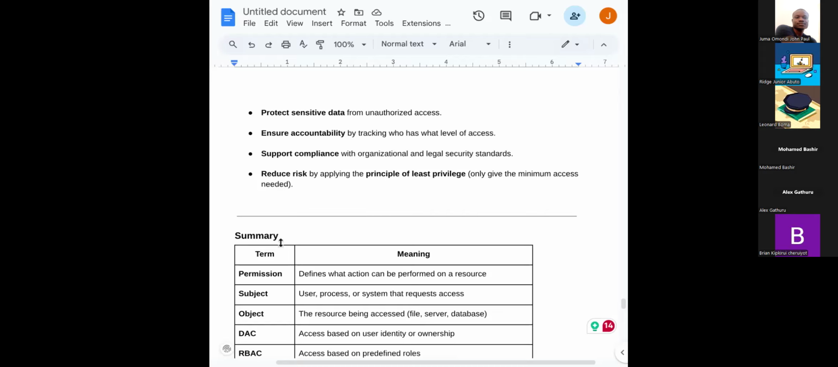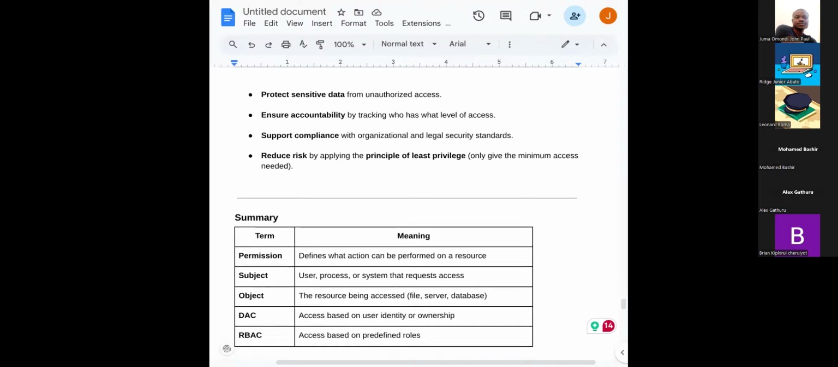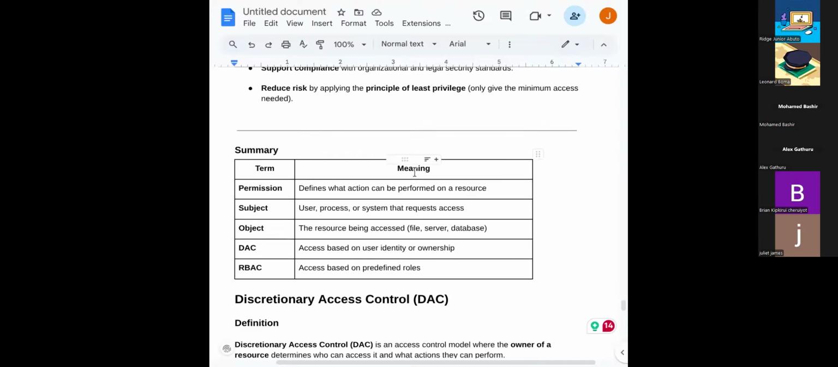And the final thing is that it reduces risk by applying the principle of least privilege. And I saw you guys got this on your KC yesterday. Was it yesterday or the other day? Where you give the minimum access needed to someone for the resources they need. No more, no less. All right.